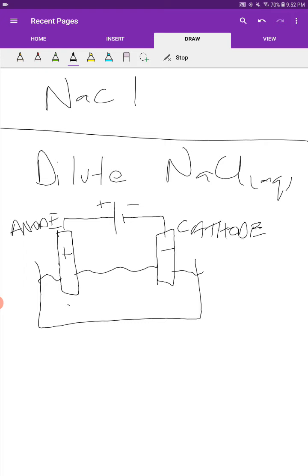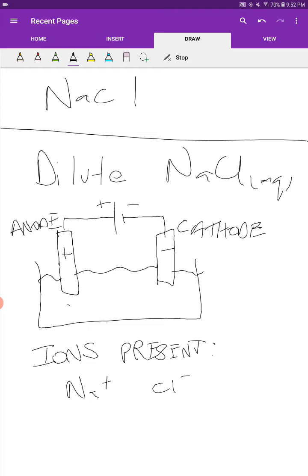Now, in our electrolyte, we're going to have sodium ions, chloride ions, and because it's aqueous, we're also going to have hydrogen ions and hydroxide ions. And because we have two ions competing to get discharged at each electrode, what determines what will get discharged is the relative positions of the ions in the reactivity series.